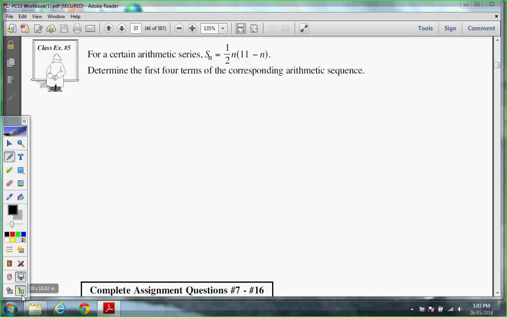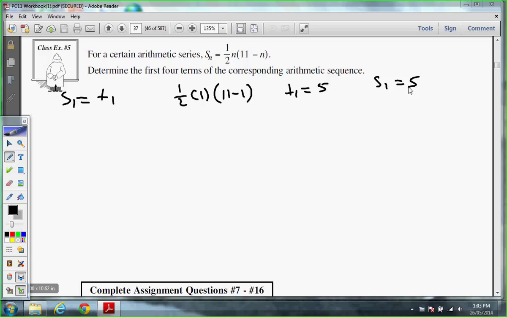But remember, your S1 equals your T1, right? So we can plug in a 1, that'll figure out our first term. So I'm going to plug in a 1. 1/2 times 1 times 11 minus 1. So that gets me 1/2 of 10, right? So my first one, T1 equals 5, S1 equals 5.